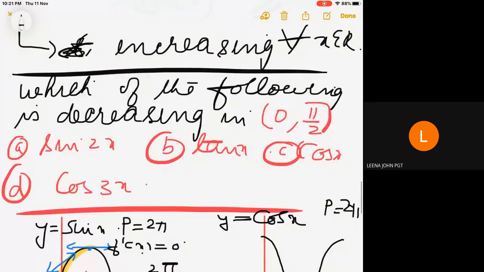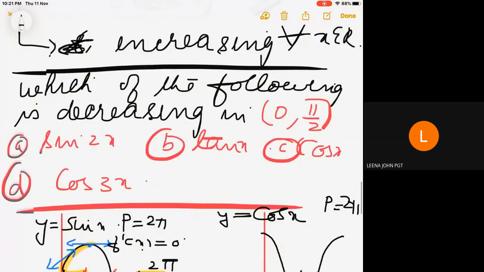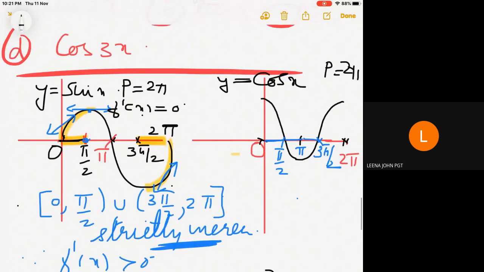Now, your question is, which of the following is decreasing in 0 to pi by 2? You can very nicely see that in the cos x function, from 0 to pi by 2 it is strictly decreasing. So that will be the answer.